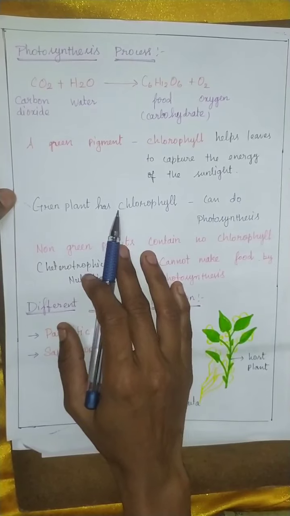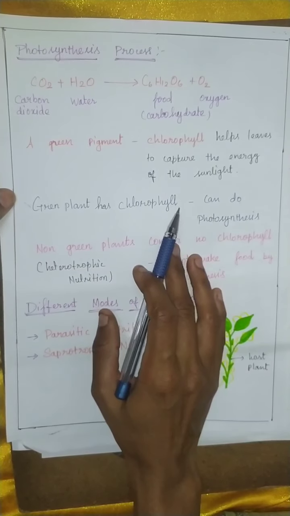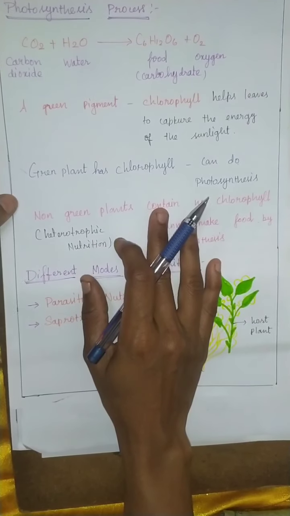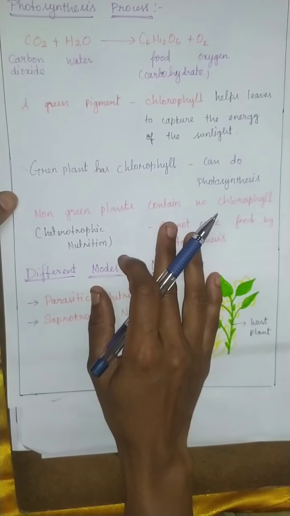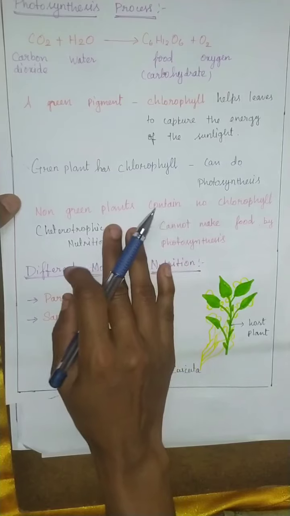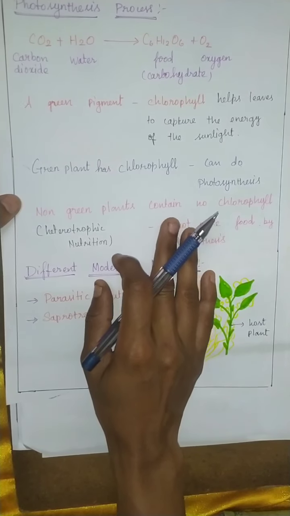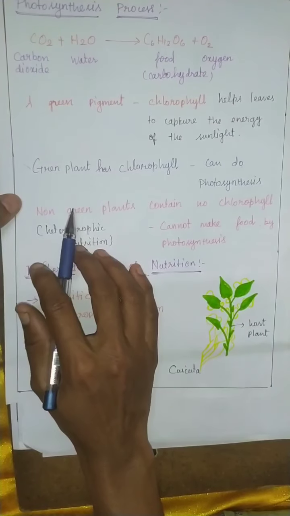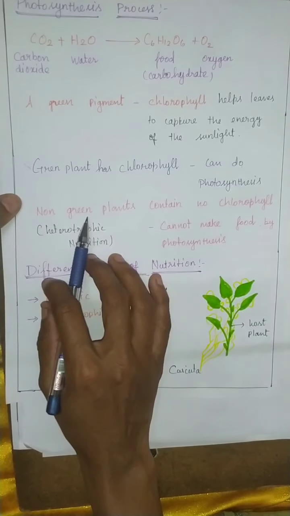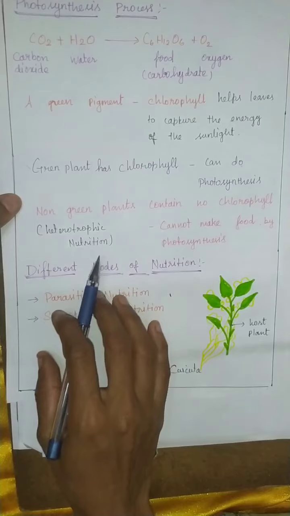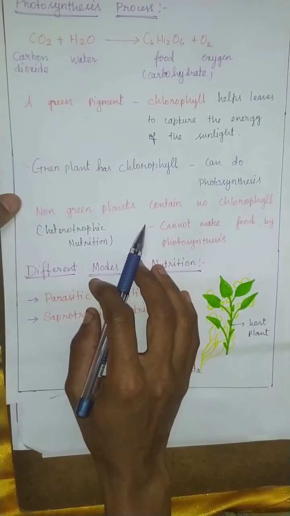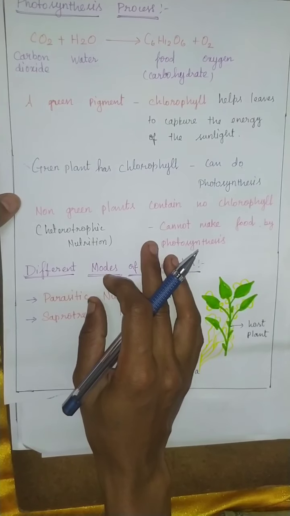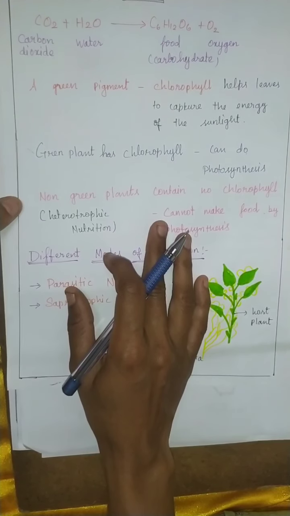But some plants contain no chlorophyll. They are called non-green plants. They cannot absorb energy of the sunlight and they cannot make food by the photosynthesis process. How do they get food? They depend on other organisms for food, like humans and animals.